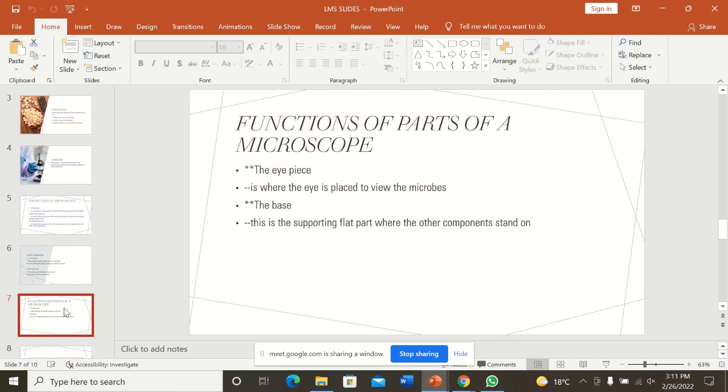Our next slide, we are going to look at functions of parts of a microscope. One part is the eyepiece, where Riziki has just told us that it is where we place our eye to view the microbes. The other part is the base. The base is where the microscope sits on the benches in the lab.